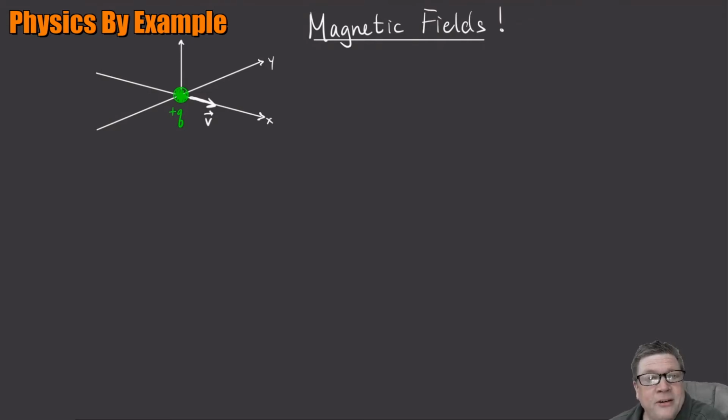Electric fields are easier. If you've got a positive charge, it's easy to imagine an electric field radiating away from the point charge in every direction. That's easy to picture. The magnetic field is not so easy, because there's this kind of bizarre cross product. So let's see if we can get a little bit of intuition about what it should look like.